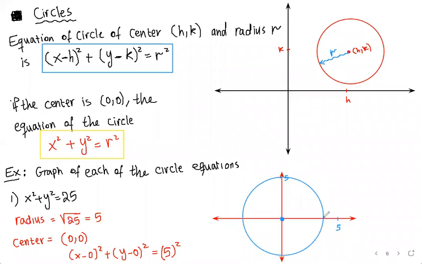Let me move this here. This is my 5. And here it is. So again, the center is 0, 0, and here is the radius, r equals 5. Make sense? Any question for this first one? How to graph the equation?